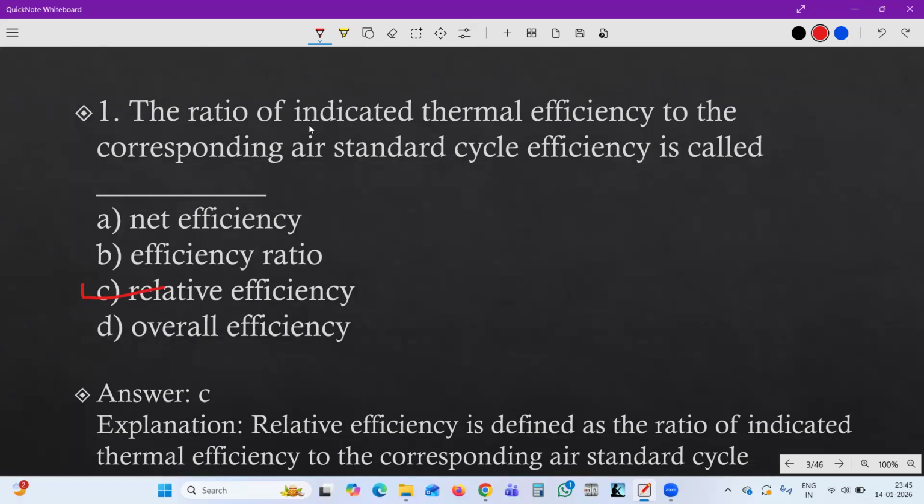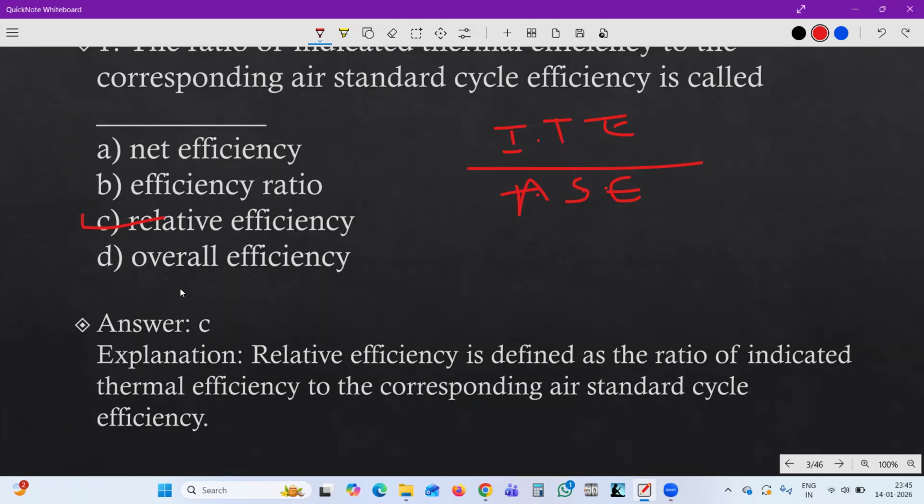So whenever there is a ratio of indicated thermal efficiency with respect to the air standard cycle efficiency, it is known as relative efficiency. The relative efficiency is defined as the ratio of indicated thermal efficiency to the corresponding air standard cycle efficiency.